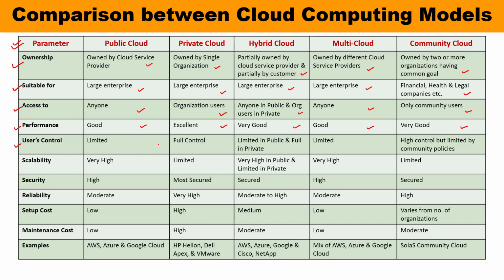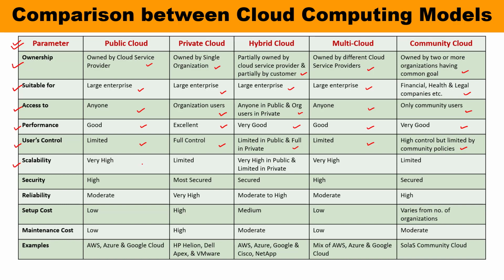Users control. Users control is limited in case of public, obviously, because there is control of the third-party cloud service provider only. Users have full control in case of private. Limited control in public and full control in private, so in the case of the hybrid, limited control. Limited control in case of multi-cloud. In case of community, there is high control, but limited whenever we are talking about community policies, which there is a requirement to follow. So there must be some limited control.